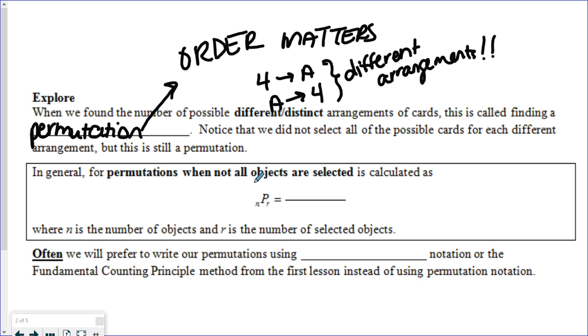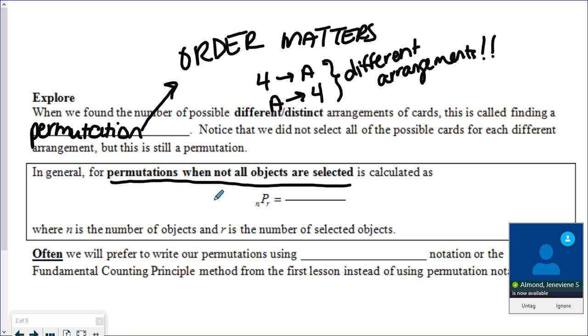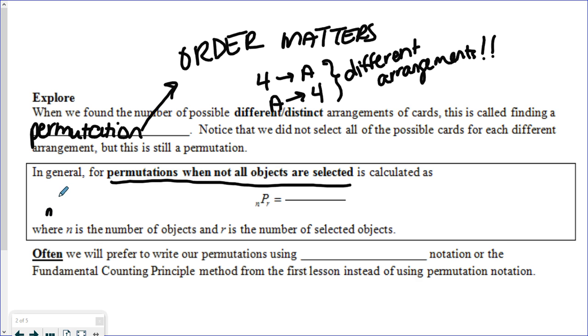Notice that we did not select all possible cards for each different arrangement, but this is still a permutation. So in general, permutations when not all objects are selected are calculated as follows. This is called our permutation notation. What we see is a little subscript n, then a big P, and a little subscript r.